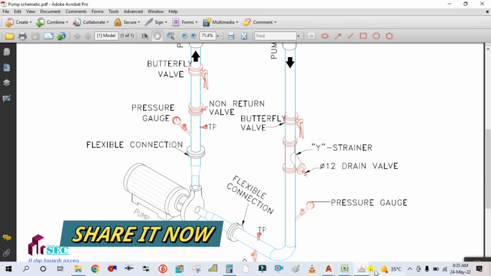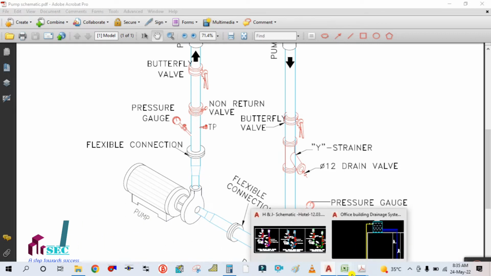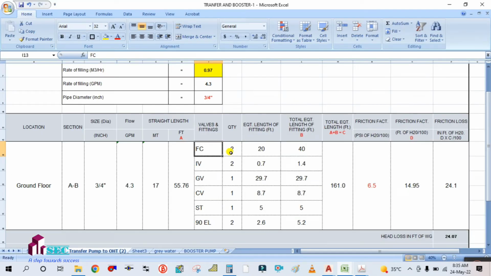So two numbers. You have to put it here, FC, flexible connection, 2 numbers, and this fitting length we can find, we will check later on. And this is the IV. IV is nothing but the isolation valve, which is nothing but the gate valve.